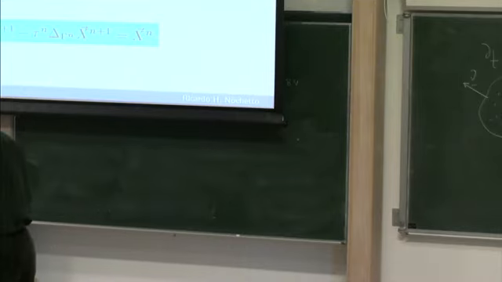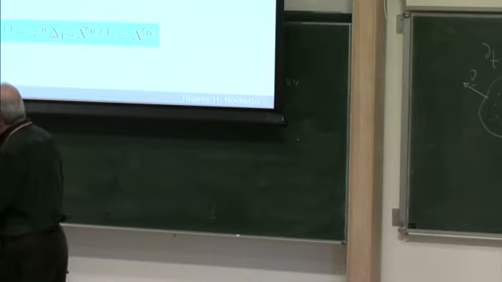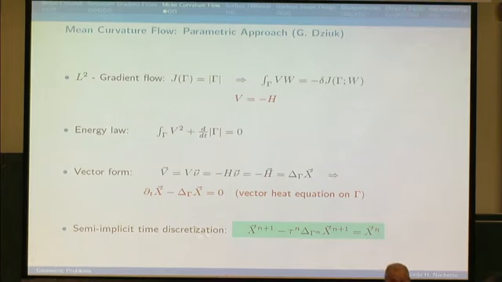Okay, so the problem with this approach is that it's difficult to handle topological changes, but it's very handy, it's very efficient. And it's certainly the method to use if you have no topological changes. And a big advantage is that the geometry is in your hands. You really know the surface, you can compute on it.